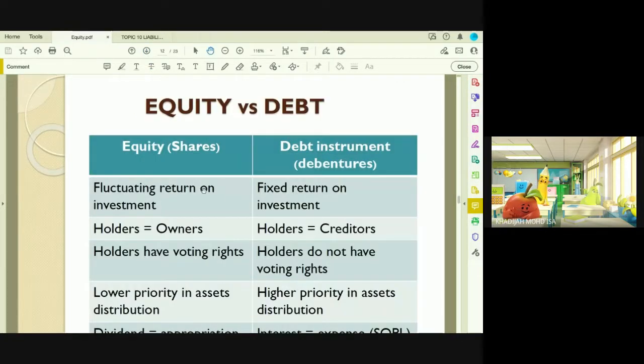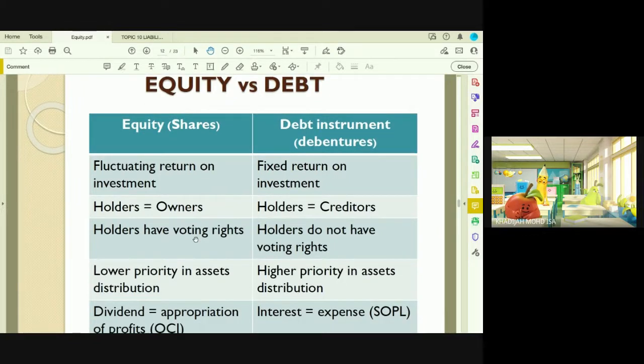Okay, let's look at the difference between equity and debt, right? So equity is in the form of shares, while a debt instrument is in the form of debentures. Debentures, you covered that when you did your liabilities last week. Equity has a fluctuating return on investment. Especially if it is ordinary shares, the dividend or return on investment is not fixed, except for the preference shares.